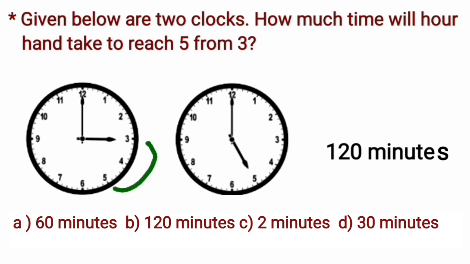So, children, let's see the options and find the correct one. Now, option A, it's 60 minutes. No, it's incorrect. Option B, 120 minutes. Yes, because we have calculated this time. So, let's put a tick here.